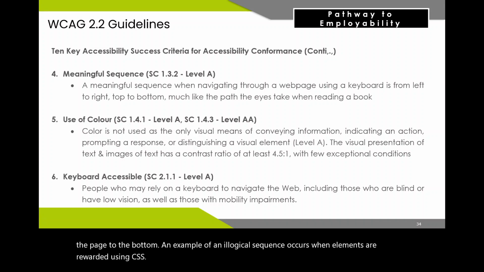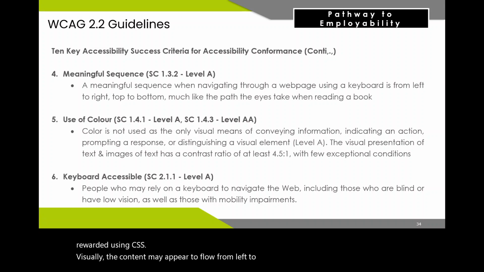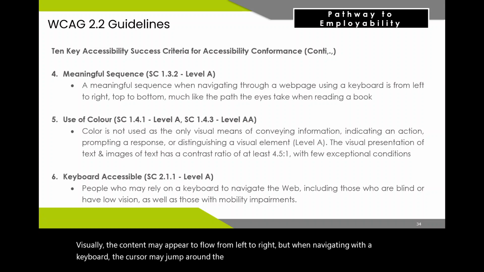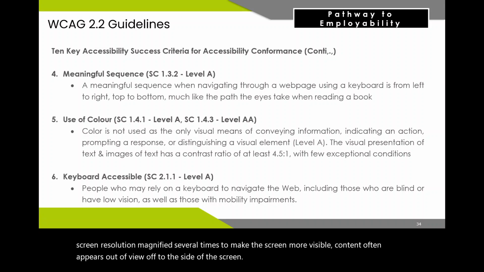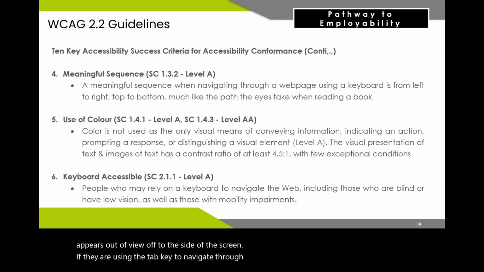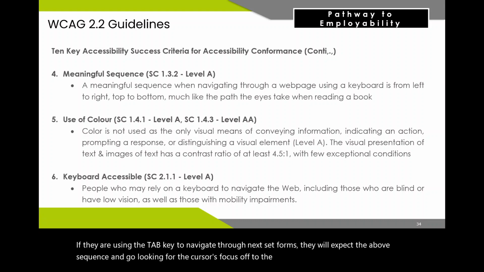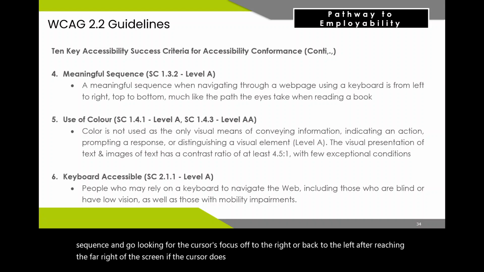Visually the content may appear to flow from left to right, but when navigating with a keyboard, the cursor may jump around the screen. For those with low vision, who may have the screen resolution magnified several times to make the screen more visible, content often appears out of view off to the side of the screen. If they are using the tab key to navigate through links and forms, they will expect the above sequence and go looking for the cursor's focus off to the right, or back to the left after reaching the far right of the screen. If the cursor does not follow the usual sequence, the user can have considerable difficulty finding it when it leaves the visible area of the screen.